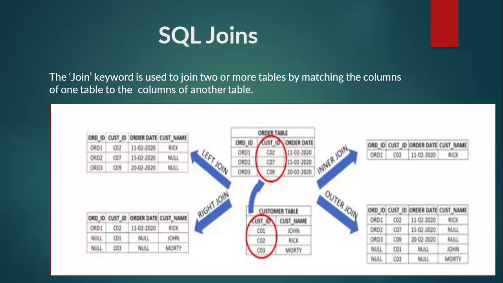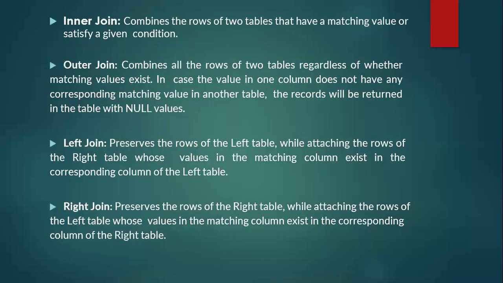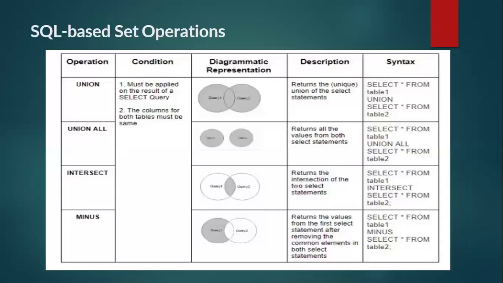Then we discussed SQL join. SQL join is used to join two or more tables by matching the column of one table to the column of another table. Mainly there are four types of join: inner join, outer join, left join, and right join. We already discussed these joins just a few minutes ago. Now the set operations: union, union all, intersect, and minus. So this is all about this session. This PPT is now completed. We are done with this PPT.